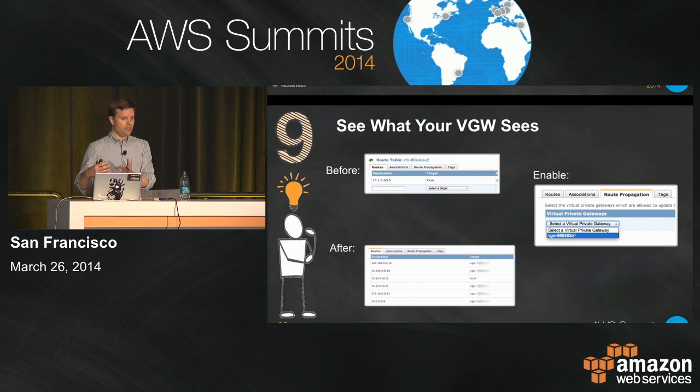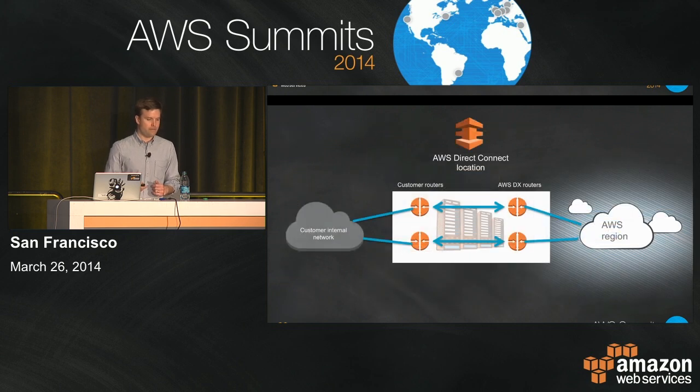You do this on the actual route table itself, and as soon as you enable it, the route table is automatically populated with whatever BGP announcements are hitting the opposite side of that VGW. So all of a sudden, you see everything that VPC sees. You can see your internal networks, the networks of your other VPCs in the region. It's a good way just to keep track of what your routing table is.